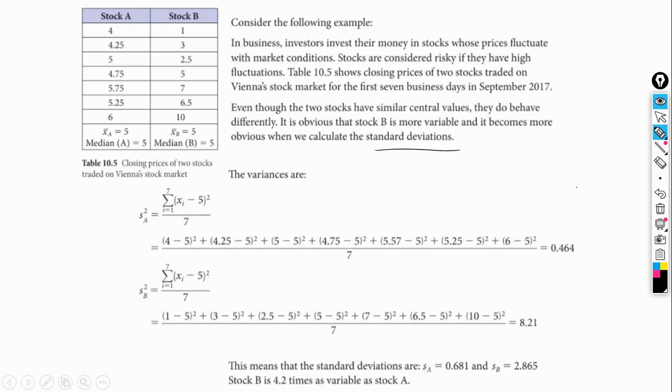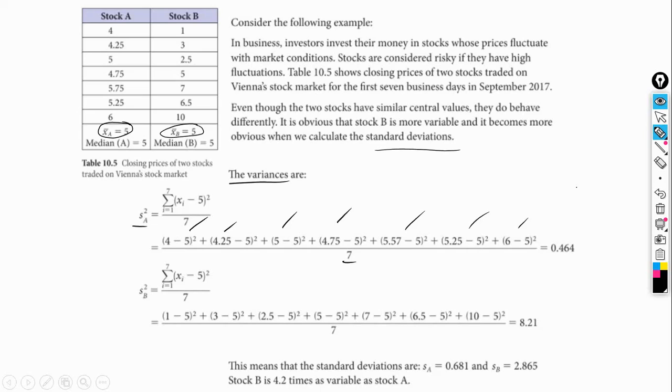So if we look at stock A, we can notice that it has apparently less variation than stock B. So they give us the mean, which in both cases is 5. We're going to need the mean to calculate the variances. So for stock A, we do the difference of the observation and the mean and then square it, right? Notice that we do the same thing for each observation. Add them up and then divide them by the sample size.